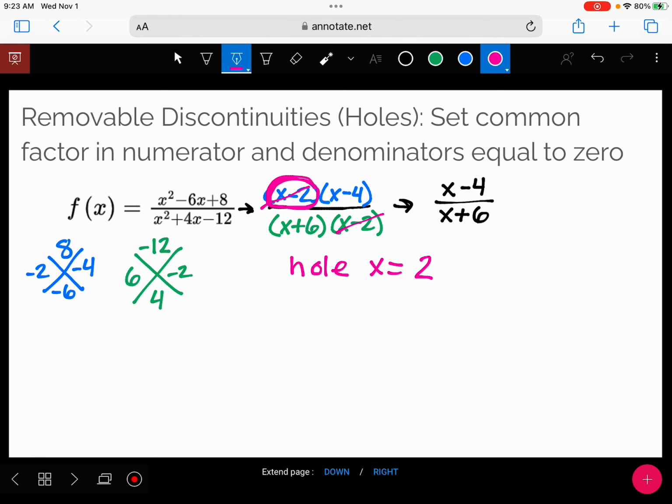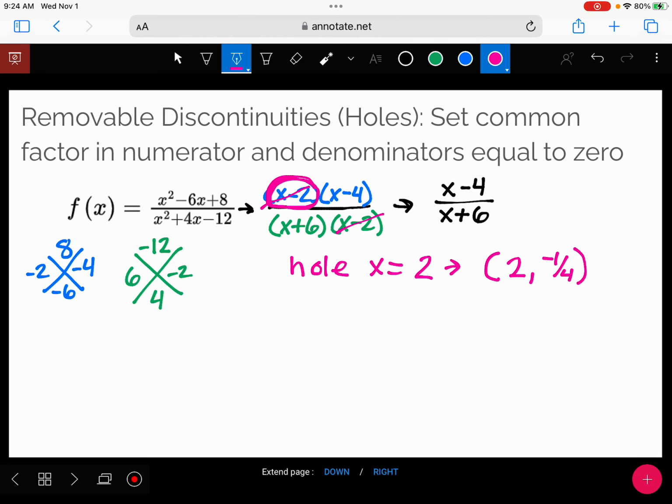It'd be really handy if we could find the y value for that point. And we can, if we take the leftover bits and substitute in our x equals 2. So we're going to have a hole when x equals 2 and y equals 2 minus 4 over 2 plus 6. So 2 minus 4 is negative 2. 2 plus 6, 8. So negative 2 over 8, negative 1/4.